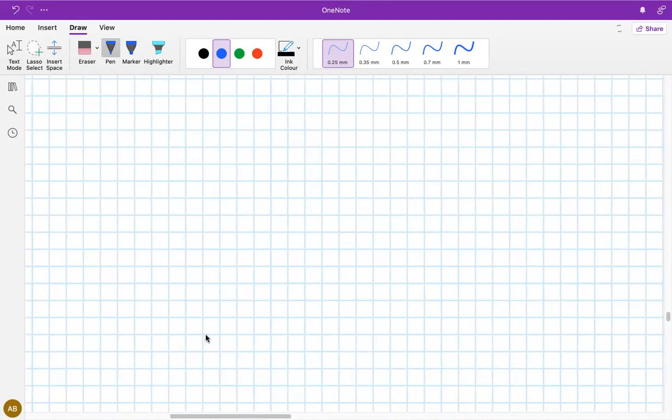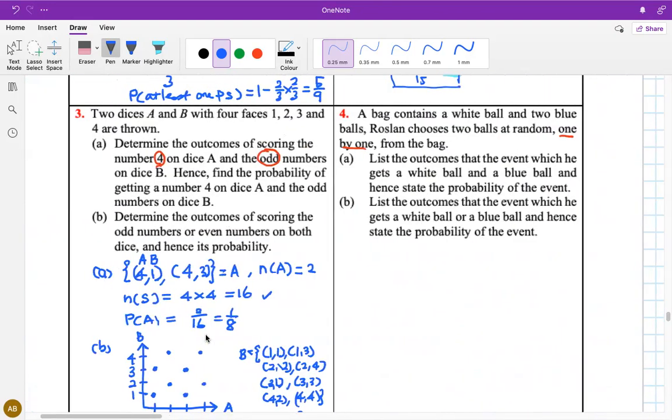Okay. So I think odd or even numbers on both dice. Okay, so this is correct.